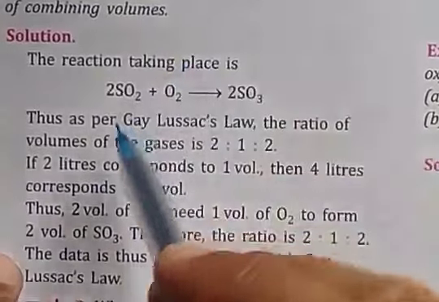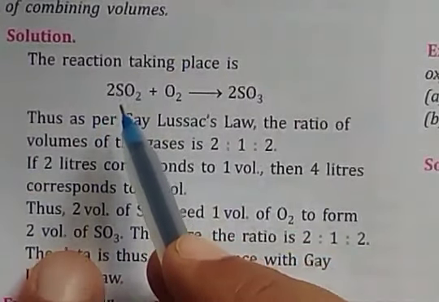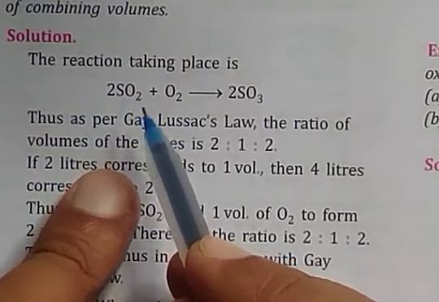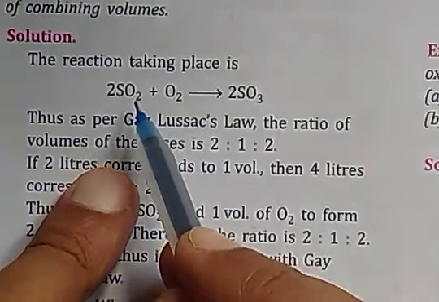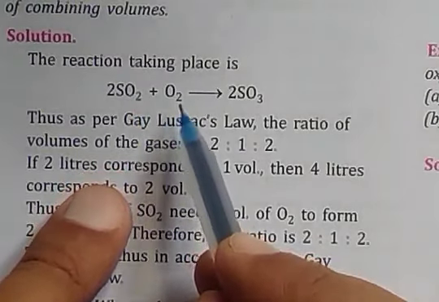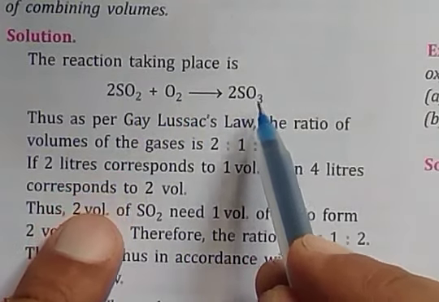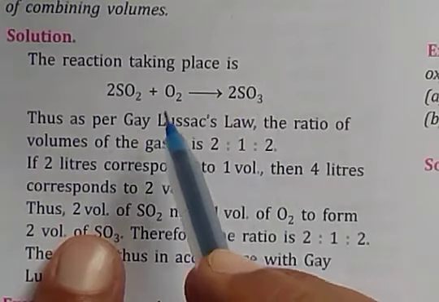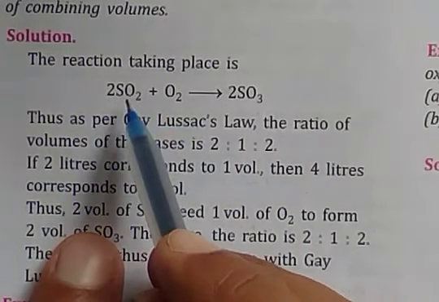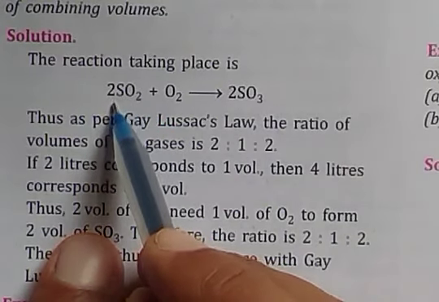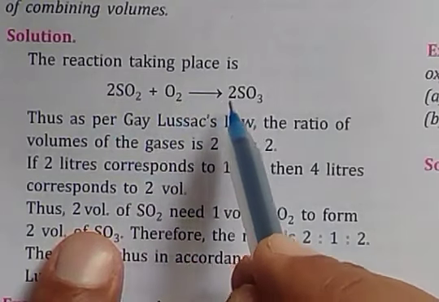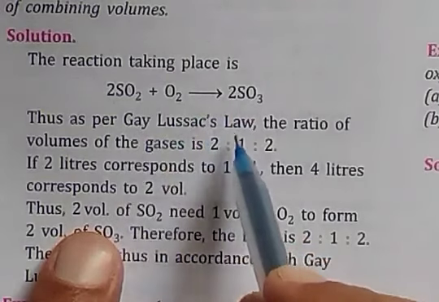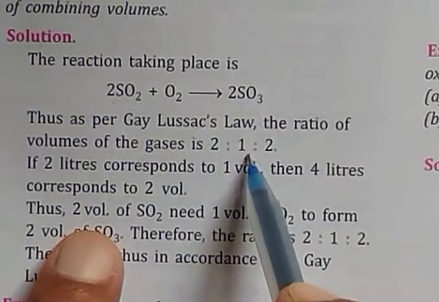So first we write the equation between these reactants and the product. SO2 combines with oxygen, and they form SO3, sulfur trioxide. So the volume of sulfur dioxide is 2, the oxygen is 1, and the volume of sulfur trioxide is 2 according to the Gay-Lussac law. 2 is to 1 is to 2.